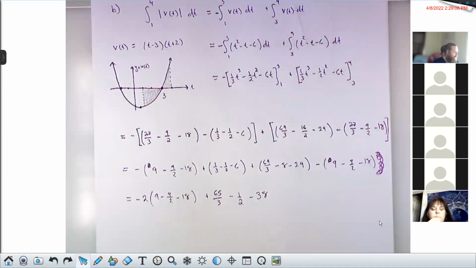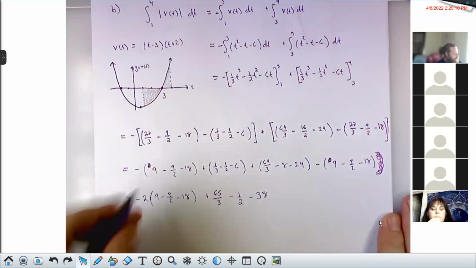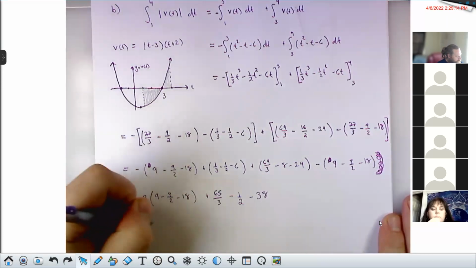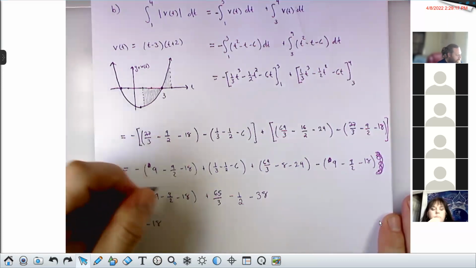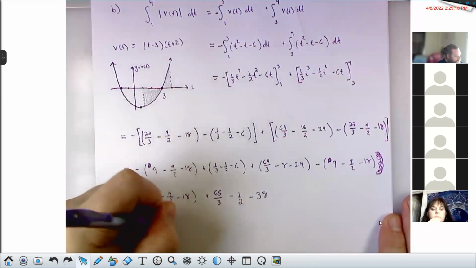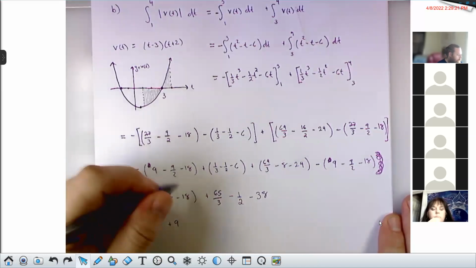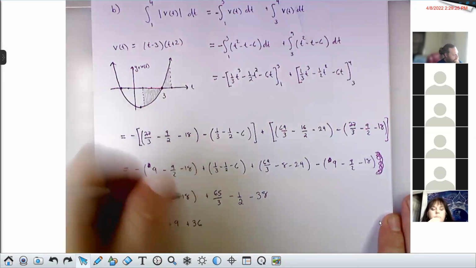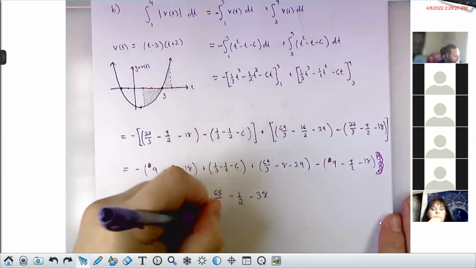And what can we do from there? Tell you what, let's sort out the integers here, put that together for 38. So 2 times 9 is 18. This is negative 18. Negative 2 times negative 9 halves is plus 9. Negative 2 times negative 18 is positive 36. And then the other stuff's still chilling.